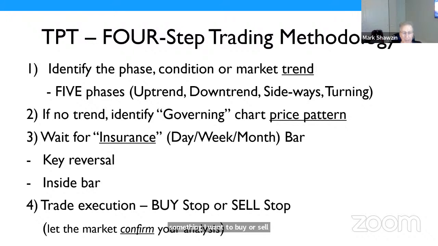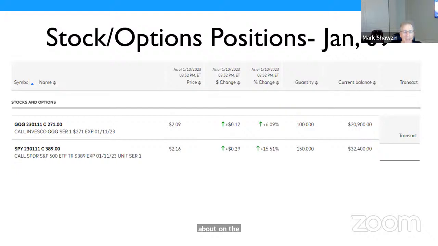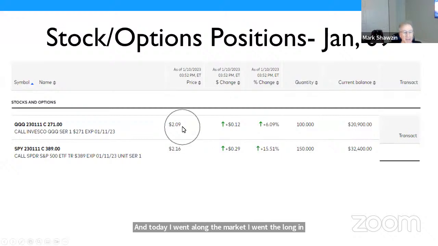So today I'm looking at going long American Express. And in order to confirm what I'm looking at, I'm going to put a buy stop above today's high. And I'll show you exactly what I'm talking about on the chart. So yesterday I was short the market, and today I went long the market. And I went long in the form of call options. I bought these earlier in the day. These really don't reflect where I got in and where the market's trading right now.